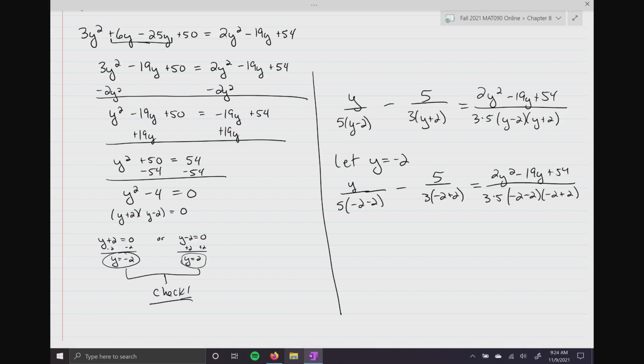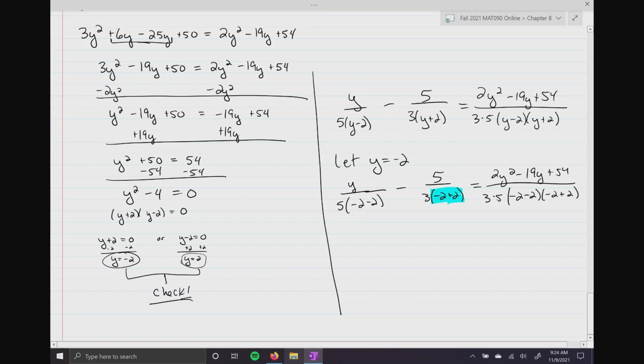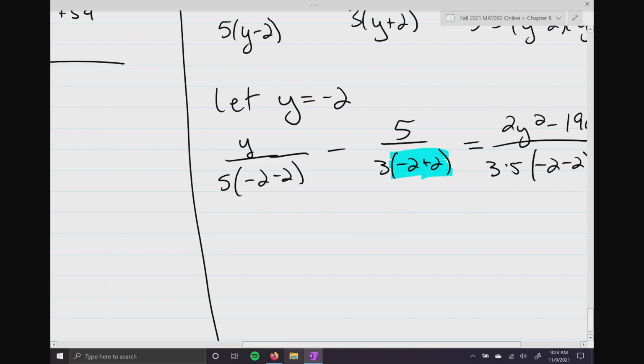Now, I'm going to get out my highlighter because I see something and it's glaring. It's early in the morning for me. So I see negative 2 plus 2, and I know that is 0. So I'm not allowed to have 0 in any denominator. So y equals negative 2 is not a solution. Extraneous.